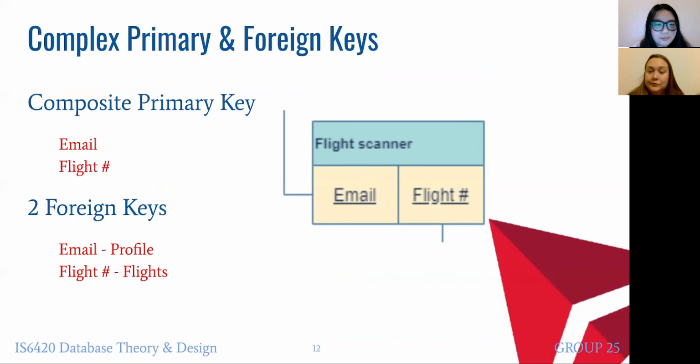We have just one complex relationship, and that is the flight scanner. The flight scanner has a composite primary key, which is the combination of the email and the flight number. And the email and the flight number are also foreign keys for the profile and the flights entities, respectively.